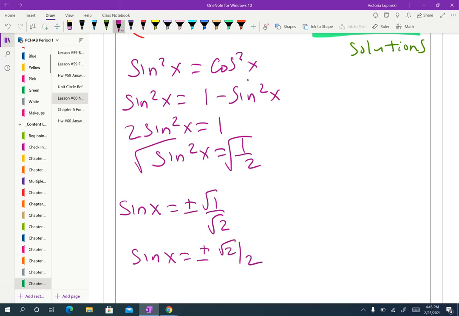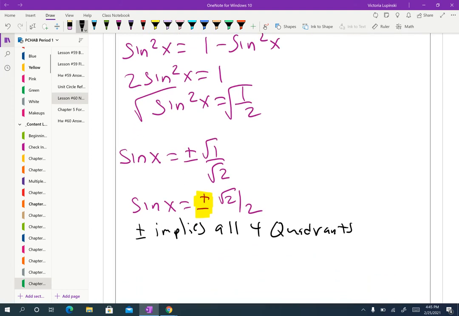So notice that it implies that it's all 4 quadrants because of the fact that it's a plus or minus. So plus or minus implies all 4 quadrants. And then additionally, the root 2 over 2, if you look at your unit circle and you're looking for the family that has y values of root 2 over 2, it's the pi over 4 family.